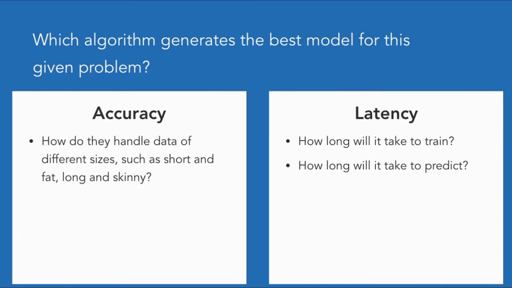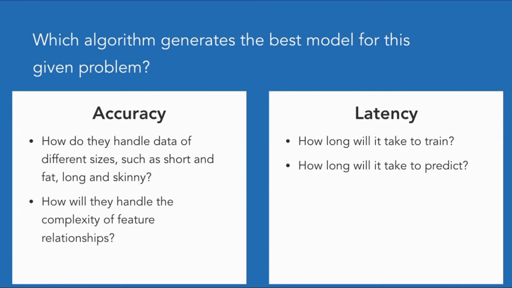Now, moving over to accuracy. What does our data look like? Is it short and fat? Is it long and skinny? For instance, if it's short and fat, in other words, it has a lot of features but very few rows, we talked about how SVM does quite well in this space.